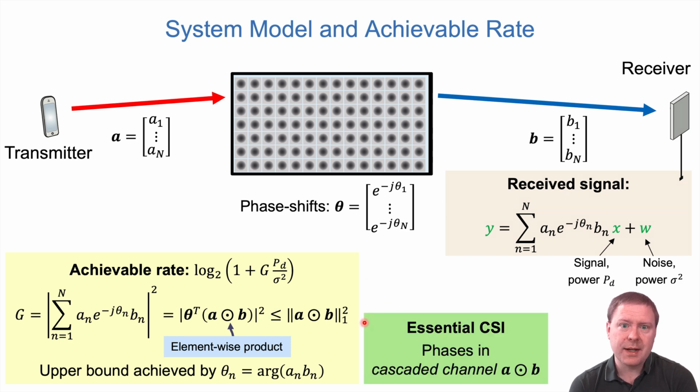But the essential thing in order to do this is that we need to know something about the channels. Not the entire A and B vectors, but at least the phases of the so-called cascaded channel A times B.